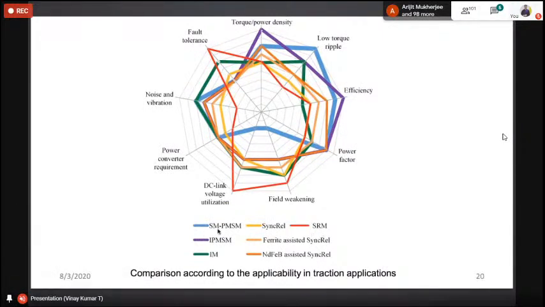Come to surface mounted and interior permanent magnet. These two are permanent magnet synchronous machines. The advantages of permanent magnet synchronous machines, compared to all other machines, are that power factor is very good, efficiency is also very good, and torque ripples are very less compared to other machines. Next, torque per power density is also more for permanent magnet synchronous machines, right? These are all the different characteristics of the machines, right?